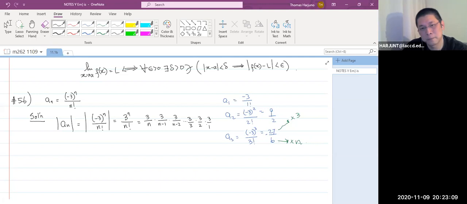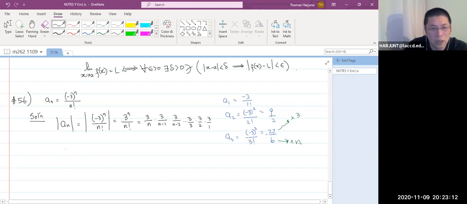Can you follow me? Now, notice that for n greater than 3, 3 over n is less than 1. Actually, I want to make it 4 here, n of 4 or more. You need to be able to argue your case. So 3 over n minus 1 will be less than or equal to 1.